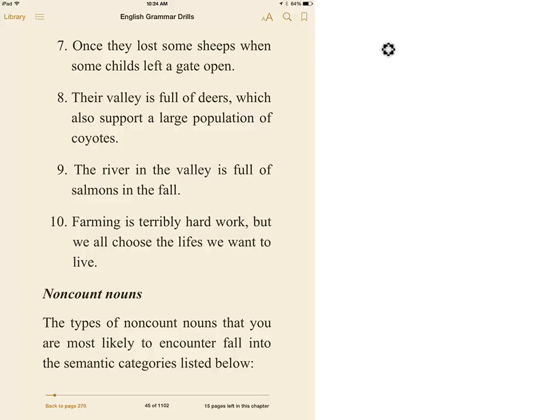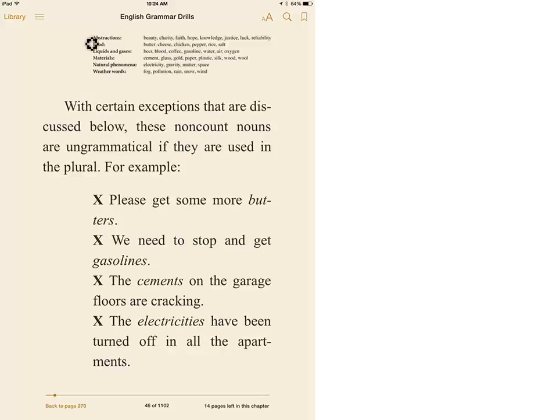All right? So we're going to talk about these, and I'm going to read through this a little bit with you, and I'm going to go over some of the lists with you. It says the types of non-count nouns that you are most likely to encounter fall into the semantic categories listed below. Semantic means the meaning categories, and so they'll be in one of these categories. Abstractions, which means that it's something that you can't touch really, like beauty, charity, faith, hope, knowledge. It usually refers to something not physical.